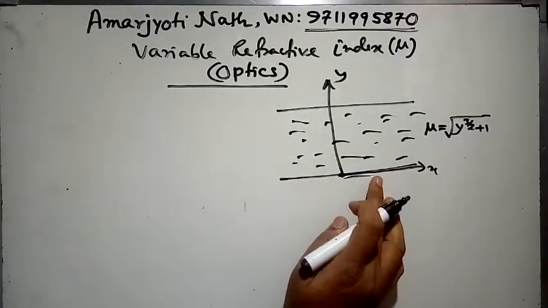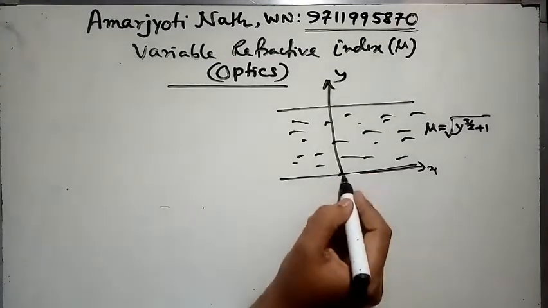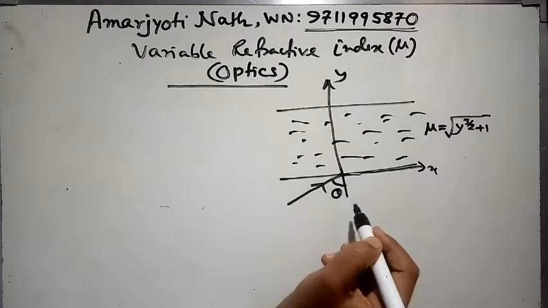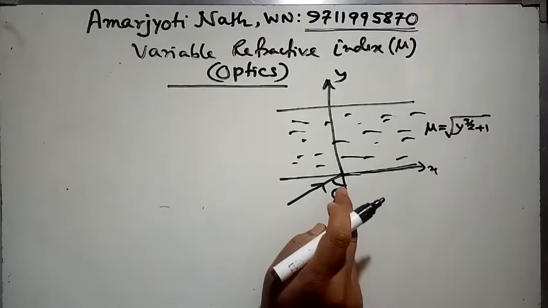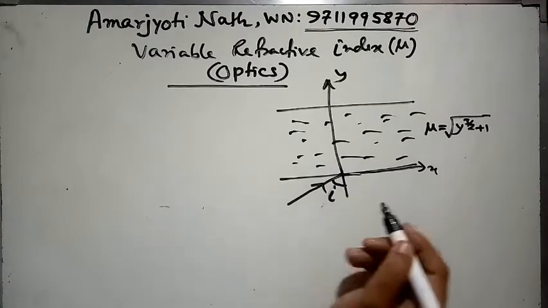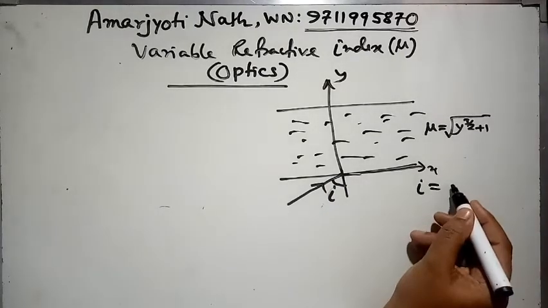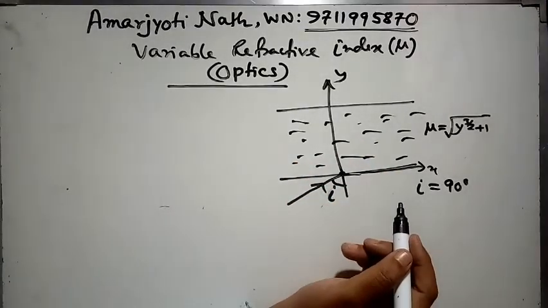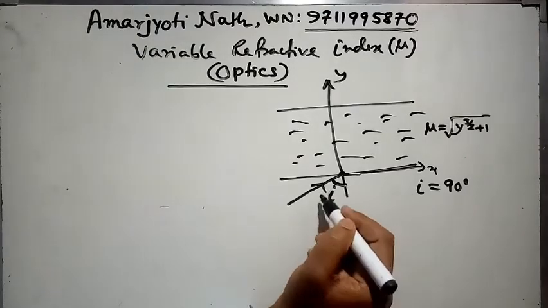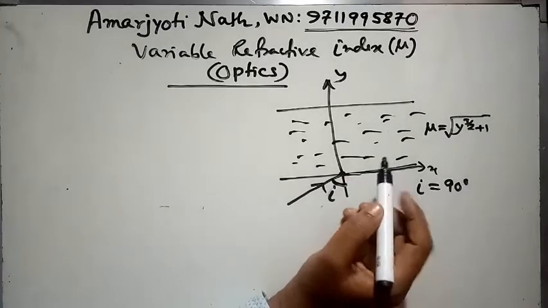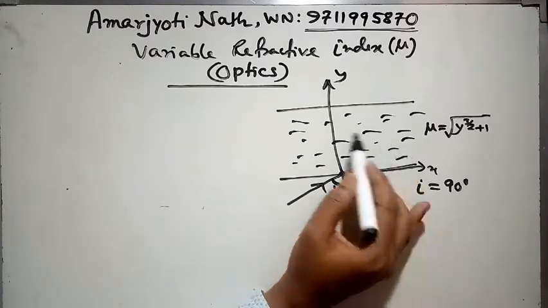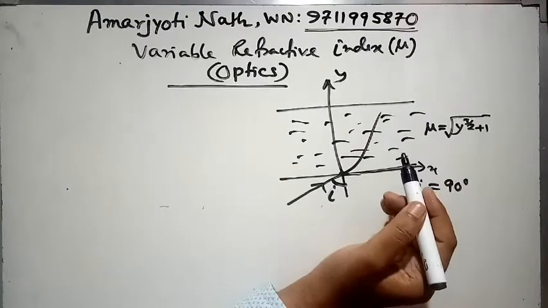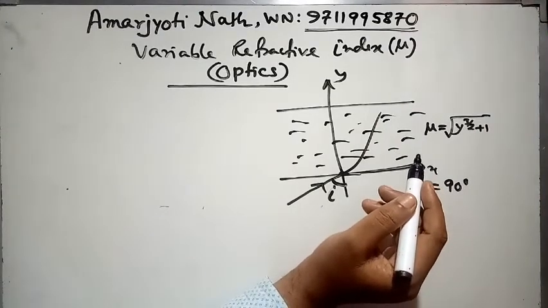Just understand the fact. Say one ray is incident at this point. This is the incident angle, and say the incident angle is 90 degrees, that is given. It means grazing incidence at this origin. So what will happen? Due to the variable refractive index, the ray will follow some different path, it will not be straight.